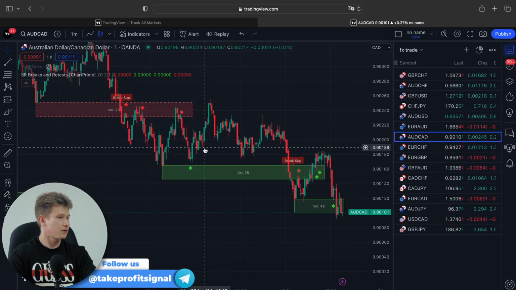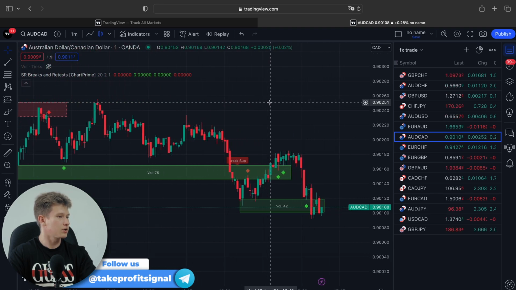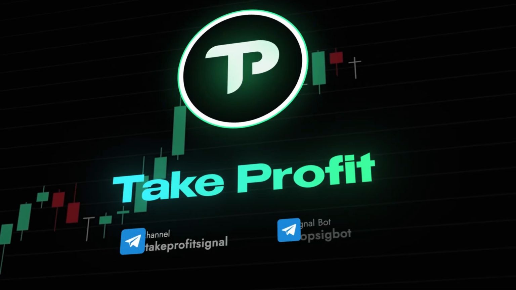Specifically here, I think about 8 signals out of 10 would have closed in the plus. So let's wait for the first signal, then we'll figure out as we go along.